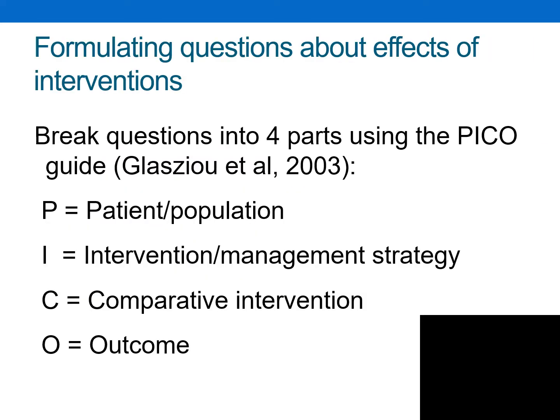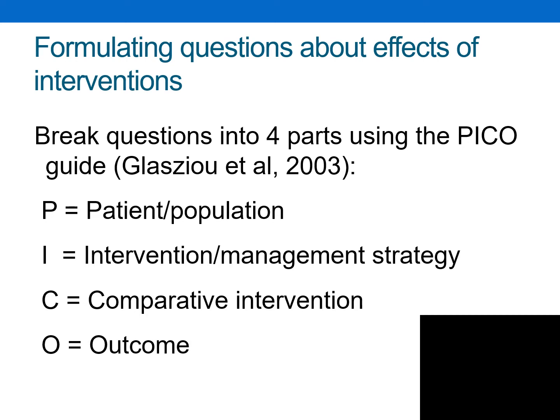Step number 1 might include formulating questions about the effects of interventions. A question can be broken into 4 parts using the PICO guide. PICO means that P refers to the patient itself or the population that you would like to study, for example, individuals with low back pain or individuals with post-stroke.